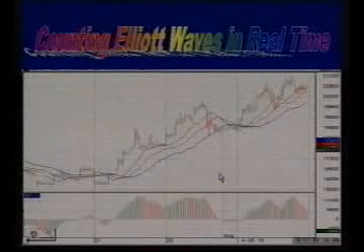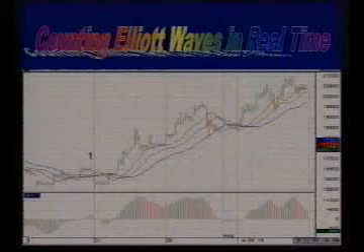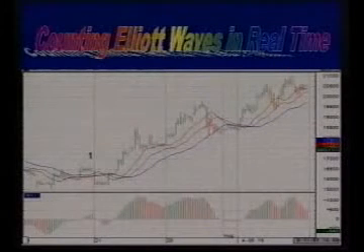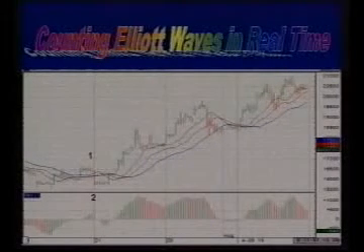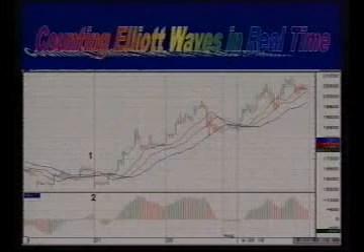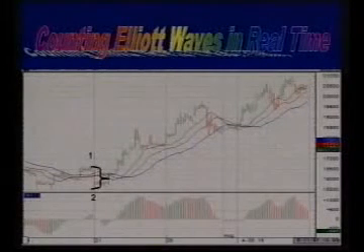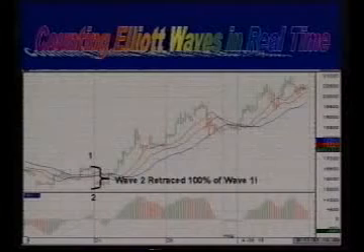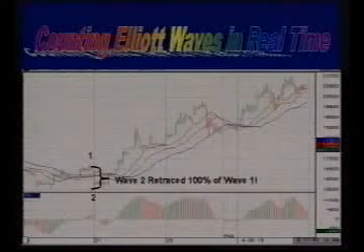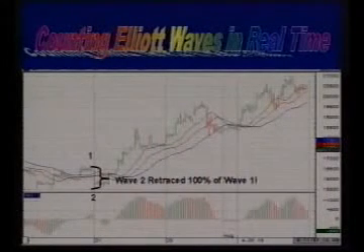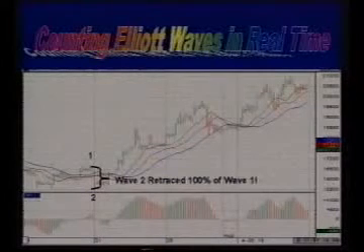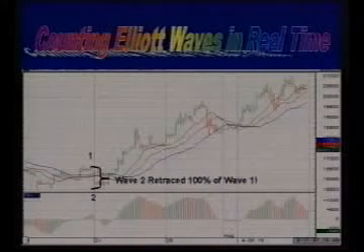We want to get a lot more precise than that. So let's look at this chart. This is wave 1. This is wave 2. Now, there are a couple of interesting things about this particular chart. Number 1 is that wave 2 retraced 100% of wave 1, which in Elliott wave theory is quite all right. It can retrace 100%. It cannot retrace more than 100%.